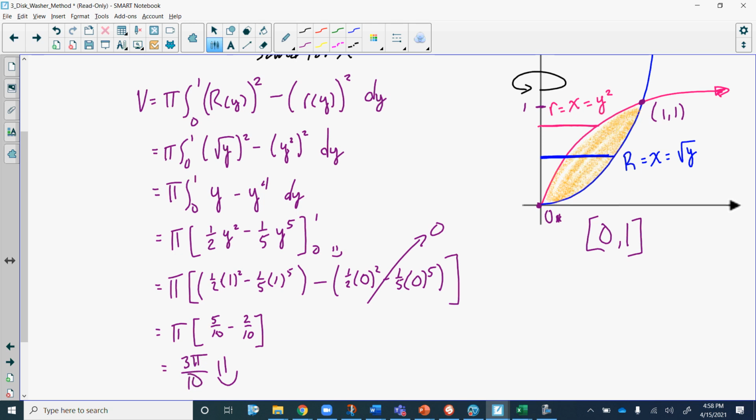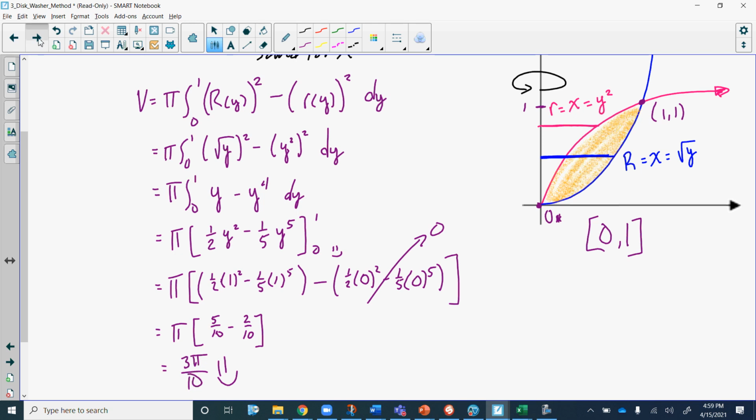That one was a little bit more complicated because you need to understand which variable you're solving in terms of, depending on which axis you're rotating around. You also had to graph both of those, identify the interval because it didn't give you the interval, and then from the graphs identify the inner and outer radius and substitute them correctly, in addition to all of the actual integration.